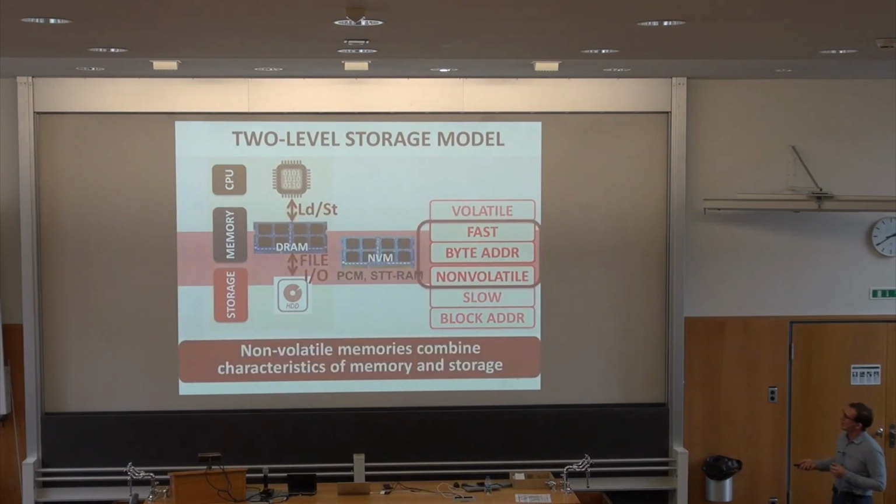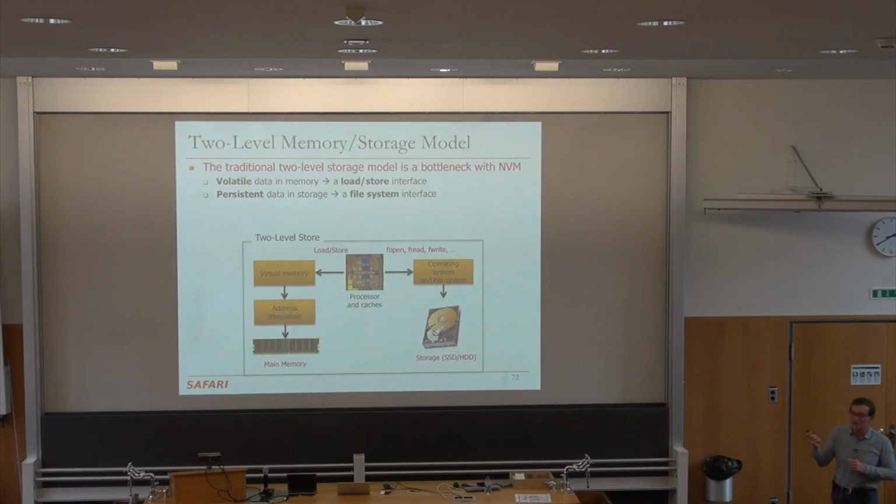If you look at non-volatile memory, it combines some of these characteristics, maybe best of both worlds, right? Essentially, it's fast, it's byte addressable, and it's non-volatile. And it's somewhere in between these two memory and storage devices. So maybe it can enable the combination of memory and storage. So let's take another look at this.